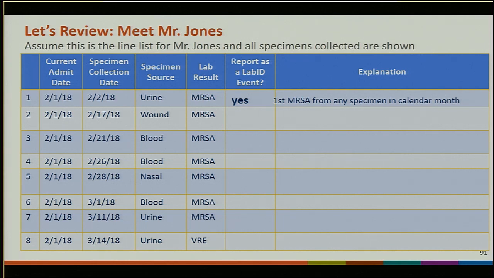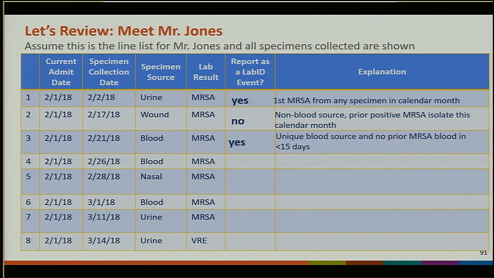Then on 2/17, he had a wound that was positive for MRSA. Would we report this? Very good. No, because it's not blood, and so we don't care about it since we already reported something for that month. Then on 2/21, he had a positive blood for MRSA. Would we report that? Yes, we care about those bloods. And then 2/26, he had another positive blood for MRSA.